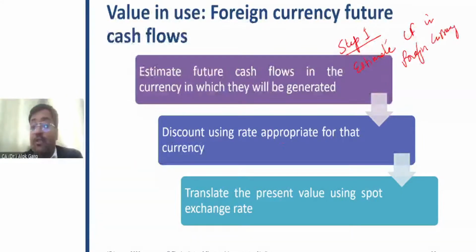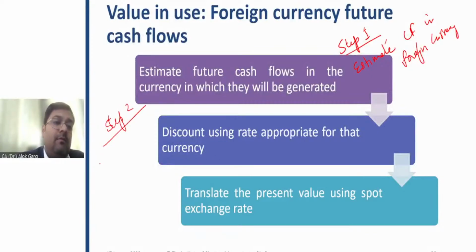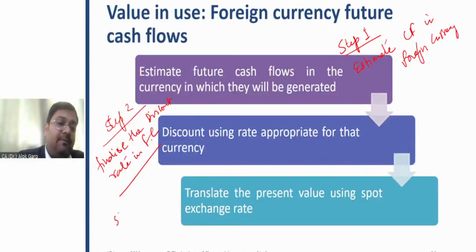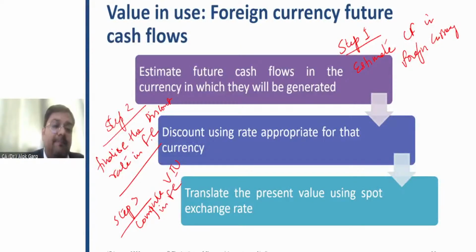Step number two. What is your step number two? Finalize the discount rate in foreign currency. So whatever discount rate is applicable in that foreign currency, you need to finalize that discount rate, right? After that, you will compute step 3: compute value in use in foreign currency. You will compute the value in use in foreign currency.